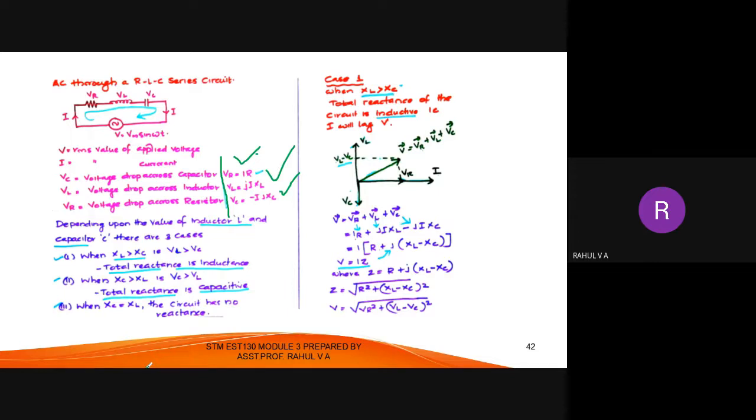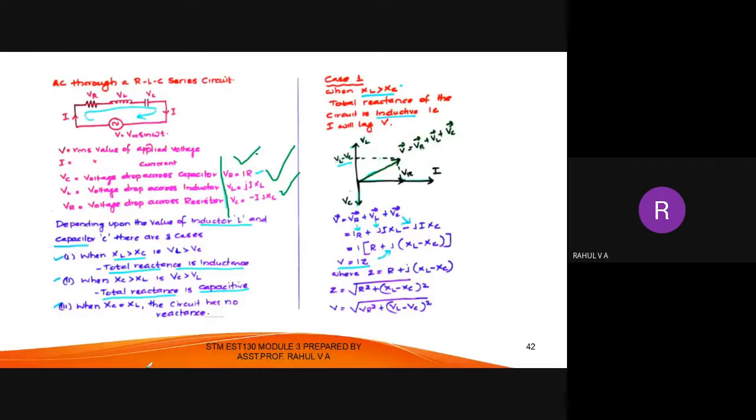If there is a 5 ohm capacitive reactance and a 5 ohm inductive reactance, then what happens is both will cancel each other, 0. Total reactance is 0. So it depends on that condition.